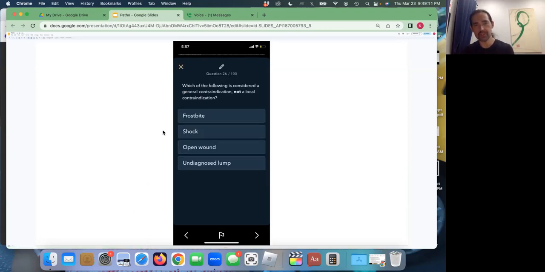Which of the following is considered a general contraindication, not a local contraindication? Frostbite, shock, open wound, or undiagnosed lump? General contraindication, not a local. Frostbite?